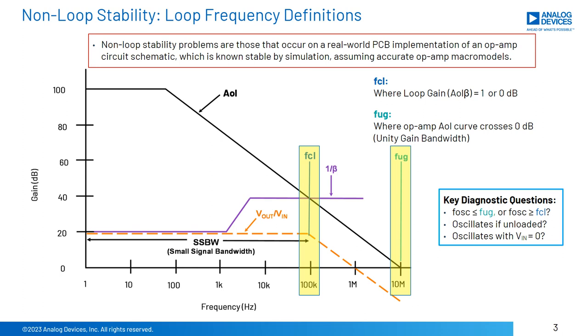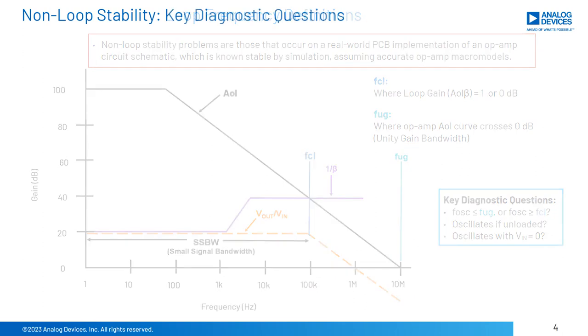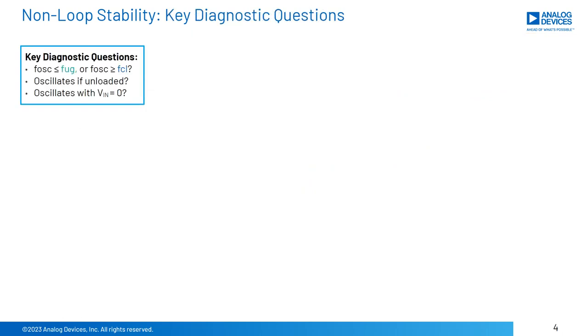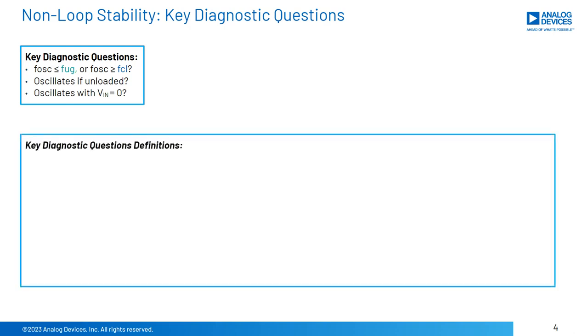There are several non-loop stability problems that can have similar symptoms on a real-world PCB. By understanding the main causes of non-loop stability problems, a real-world PCB can be checked for each type of cause, and thus eliminate those that are not the cause, to leave the final one or ones that are. The Key Diagnostic Questions box is a shorthand reminder of key things to look for in a PCB implementation of a circuit that has oscillation issues. The detailed definition of each of these key questions are given here.